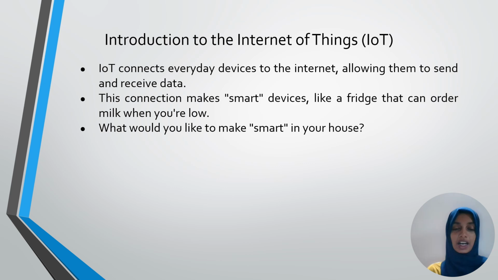So till now we have discussed one half of the topic, introduction to embedded system. Now let's deal with the introduction to the Internet of Things. So Internet of Things, what do you mean by that? Things which we are using around us will be connected through the internet. So IoT connects everyday devices to the internet, allowing them to send and receive data. This connection makes devices smart, like a fridge that can order milk when you are running out. So we would like to design our home itself to be smart.